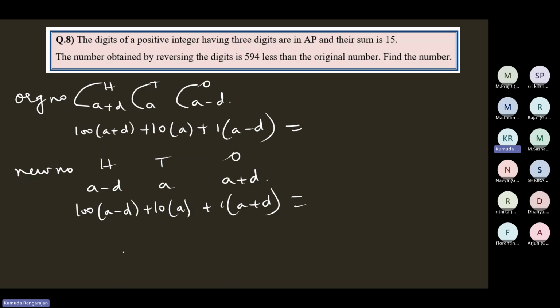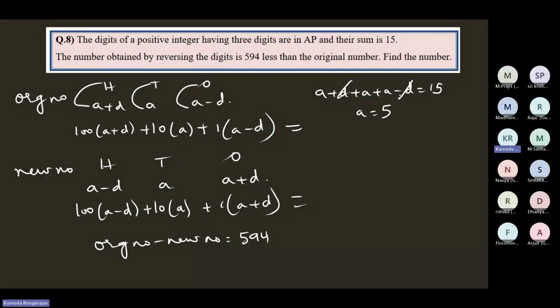Now since the original number is bigger, the equation is original number minus new number is equal to 594. Original number minus new number is equal to 594 is one equation. The other one we got earlier, the sum of the digits, that is A plus D plus A plus A minus D is equal to 15. This we already got. The digits are A plus D, A and A minus D, the sum of the digits. So you add and it's 15. On solving this, you will get 3A, because plus D minus D cancels. 3A is 15, A is equal to 5.